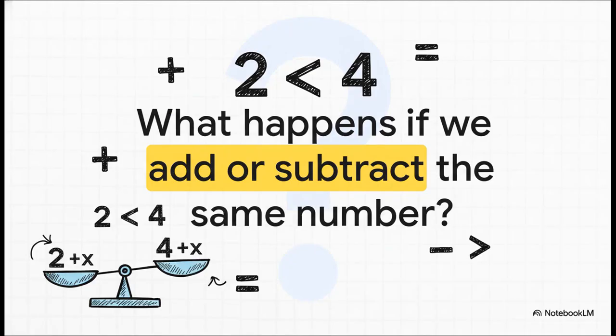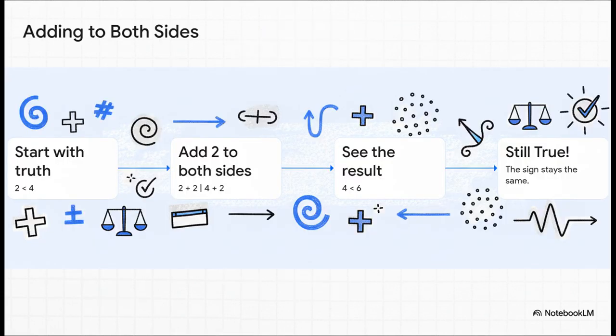So, let me ask you this. We know 2 is less than 4. What do you think is going to happen if we add the same number to both sides? Like, let's say we add a 3 to the left side and we add a 3 to the right side. Is our less than thing still going to be true? What's your gut feeling?